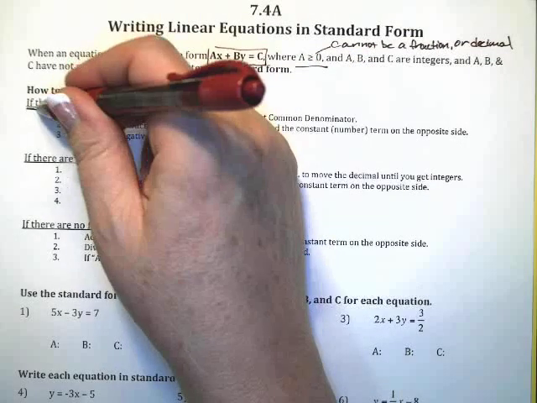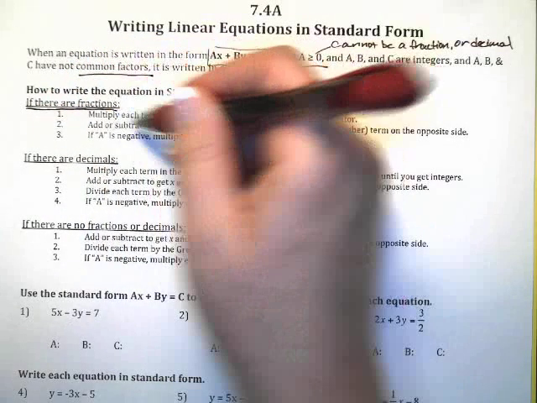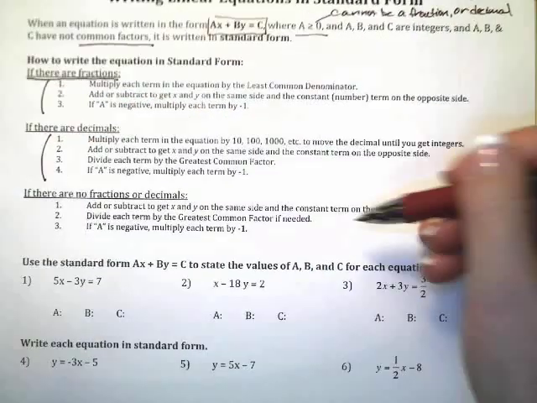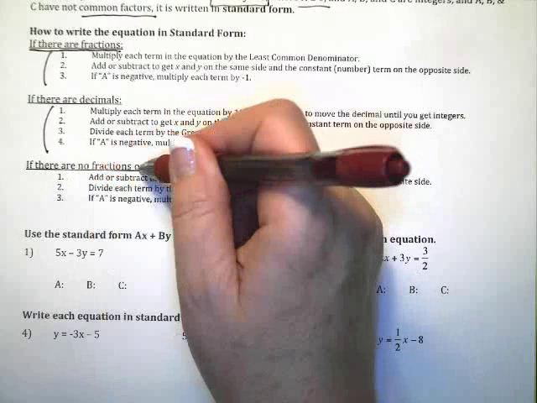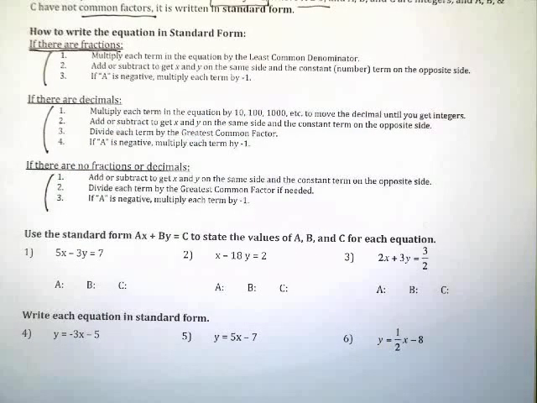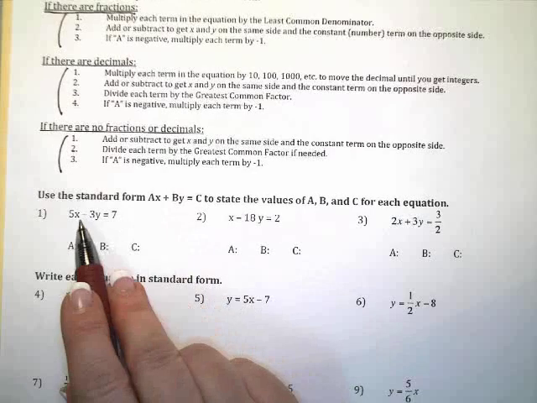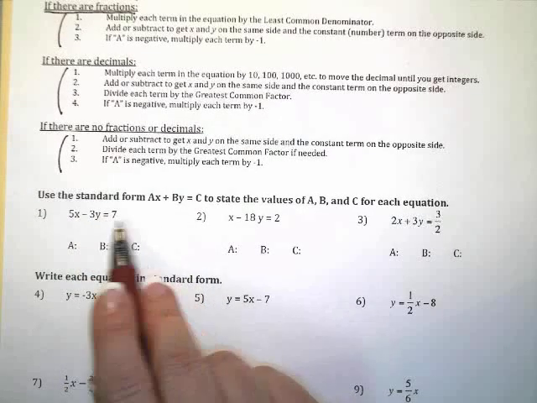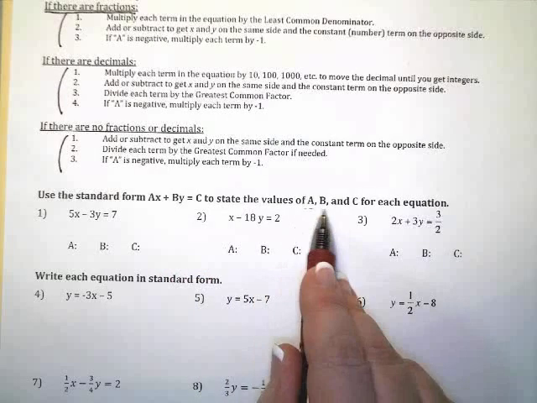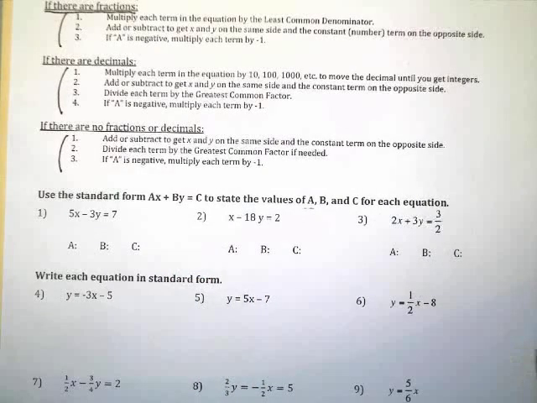So if our equation has fractions, we're going to follow these steps. If our equation has decimals, we'll follow these steps. If our equation doesn't have any fractions or decimals, then we'll follow this third list of steps. So let's go ahead and first of all do this part. Use the standard form to state the values of a, b, and c for each equation.